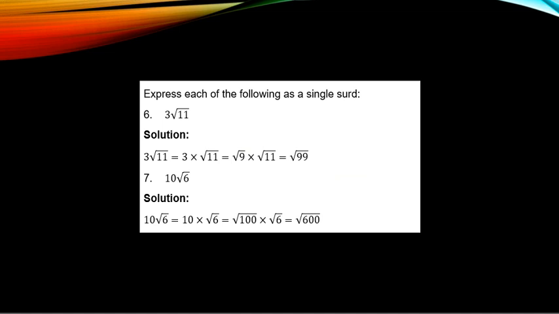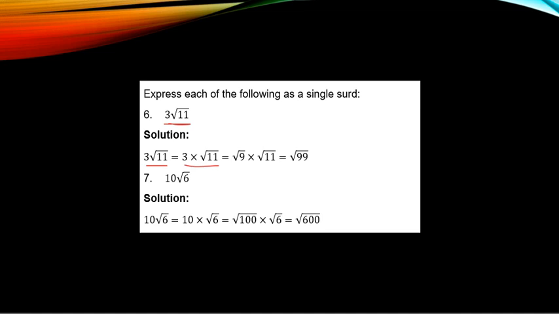So express each of the following as a single surd. That is, you have the basic form, then reverse it back to single form. So the basic form is 3 root 11, and that means 3 times root 11. Now the question is, which number has its square root as 3? That number must be 9.